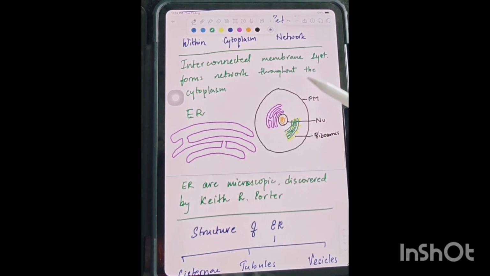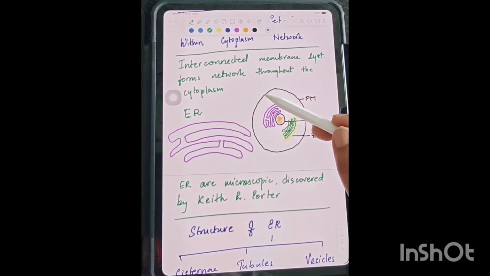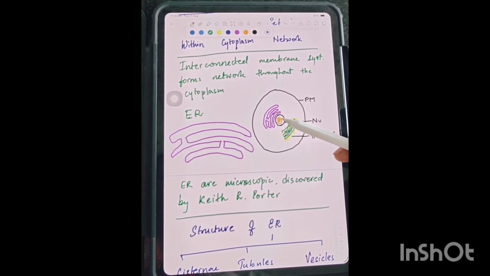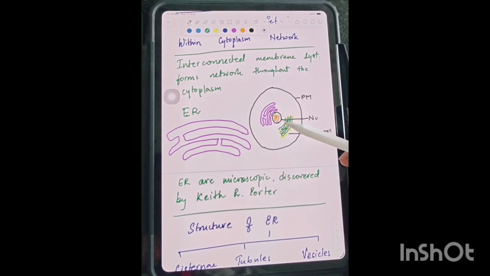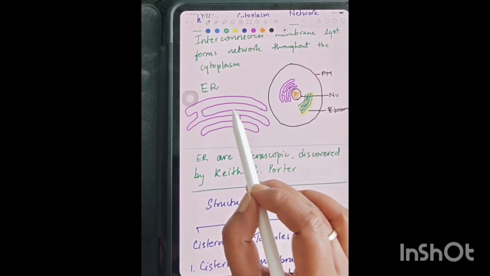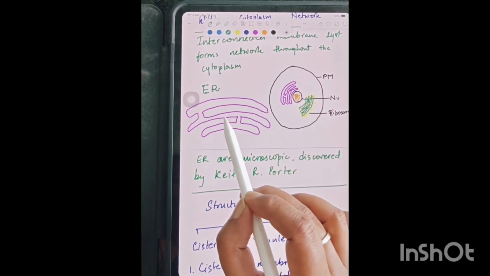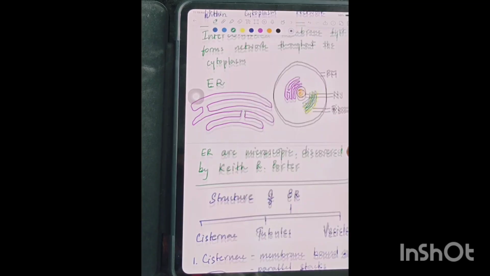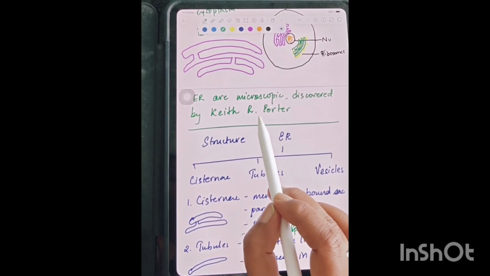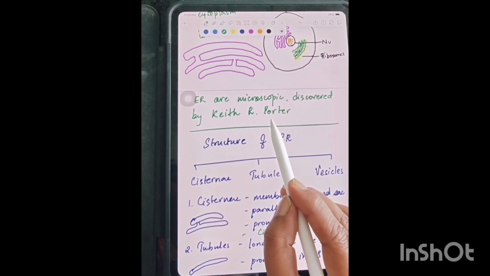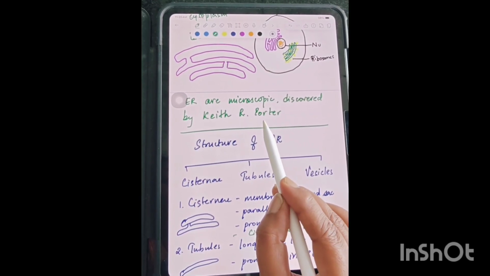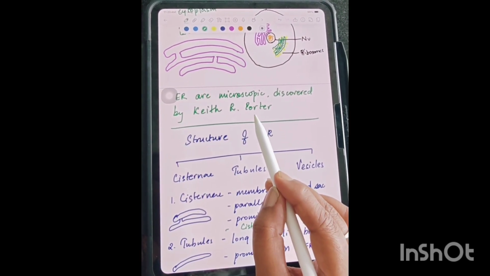If you see the position of the endoplasmic reticulum, suppose this is the plasma membrane and at the center there is a nucleus with chromatin material, and around this you will find the endoplasmic reticulum. It is a network-like, chain-like structure connected to each other. It is microscopic and was discovered by Capt. K.R. Porter, who discovered the endoplasmic reticulum in the cells.